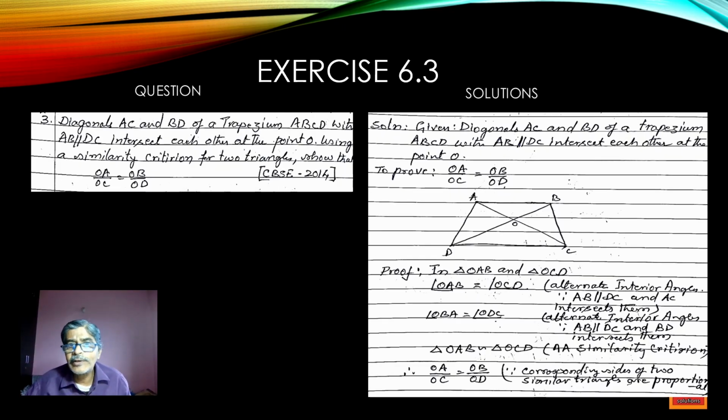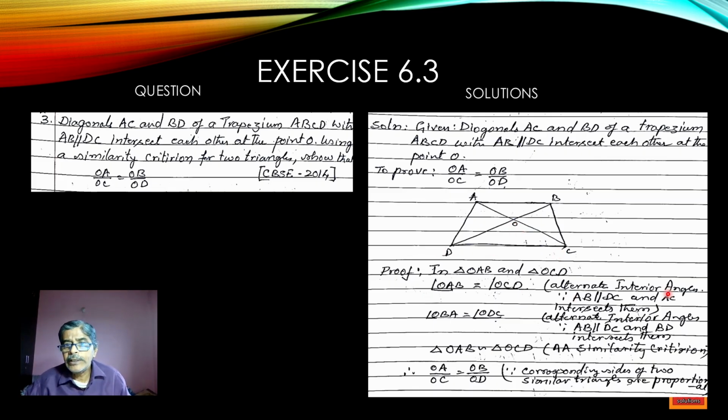The next problem, what is given? Diagonals AC and BD of a trapezium ABCD. This is the trapezium ABCD. Diagonals are given and AB is parallel to DC, intersecting each other at the point O. To prove that OA by OC is equal to OB by OD. So now how to prove? In triangle OAB, the top one, and OCD, the bottom one.